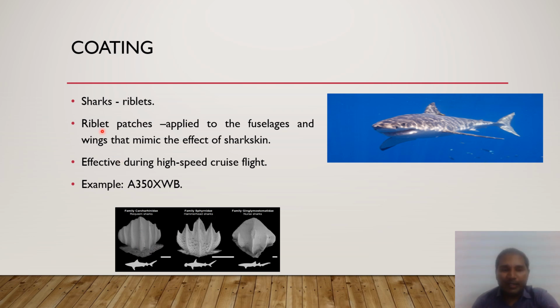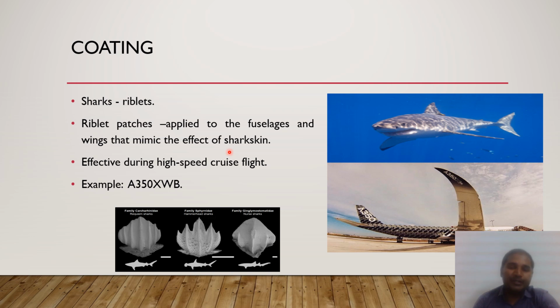These riblet patches are applied onto the fuselage and wings to mimic the effect of shark skin. Of course, if you see the new Airbus 350 XWB aircraft, these shark skin coatings are already applied on the aft fuselage and also on the surface of the wing. This greatly reduced the drag on the fuselage and on the wings, and it increased the performance of the aircraft in high-speed cruise flight. So this is a better example of drag reduction, and it is in practical use right now. So this is the end of drag reduction.